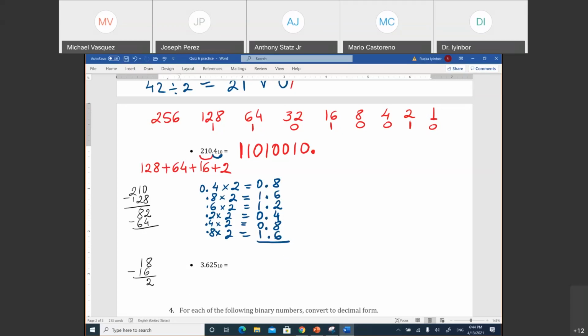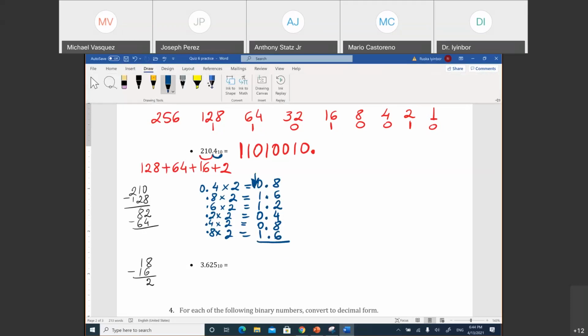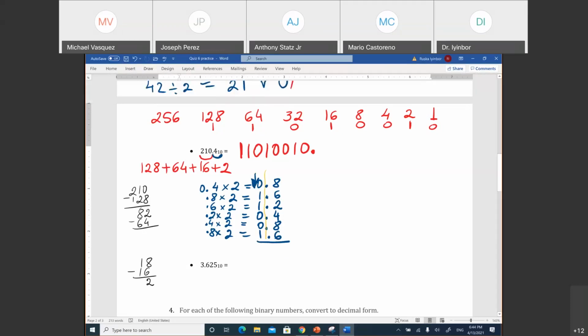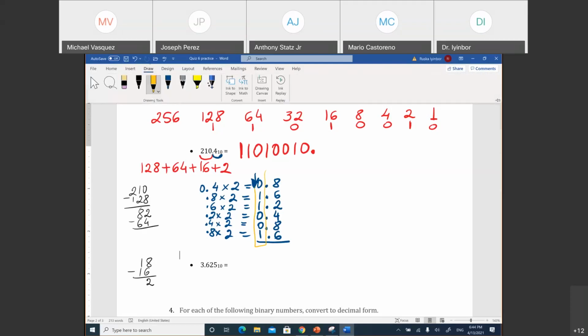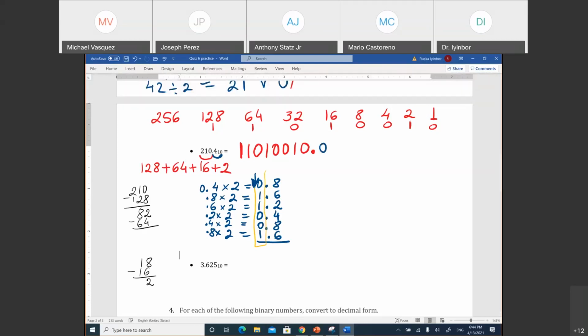So you start from the top, and after the decimal, you're just going to get only the whole parts. This is your binary number. So you go down, and after the decimal, I'm going to put 0, 1, 1, 0, 0, 1, and you can stop there. Okay? Any questions?